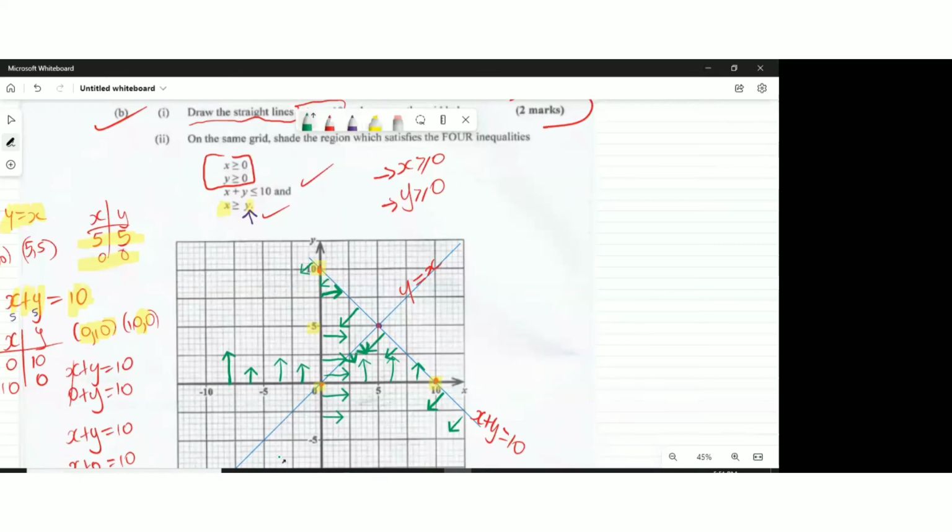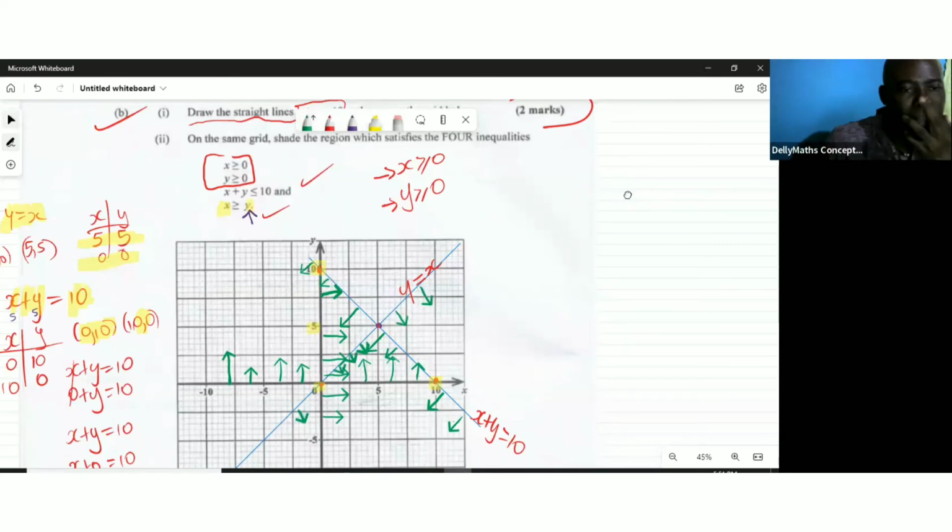Now remember again, I said when you have the two variables, x and y, please make sure that you're reading it from where y is. So in this case, y is less than, so you shade beneath.